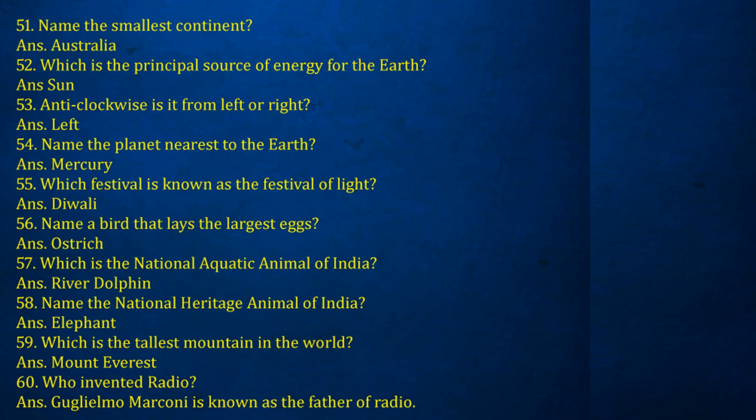57. Which is the national aquatic animal of India? Ans. River dolphin. 58. Name the national heritage animal of India. Ans. Elephant. 59. Which is the tallest mountain in the world? Ans. Mount Everest. 60. Who invented radio?